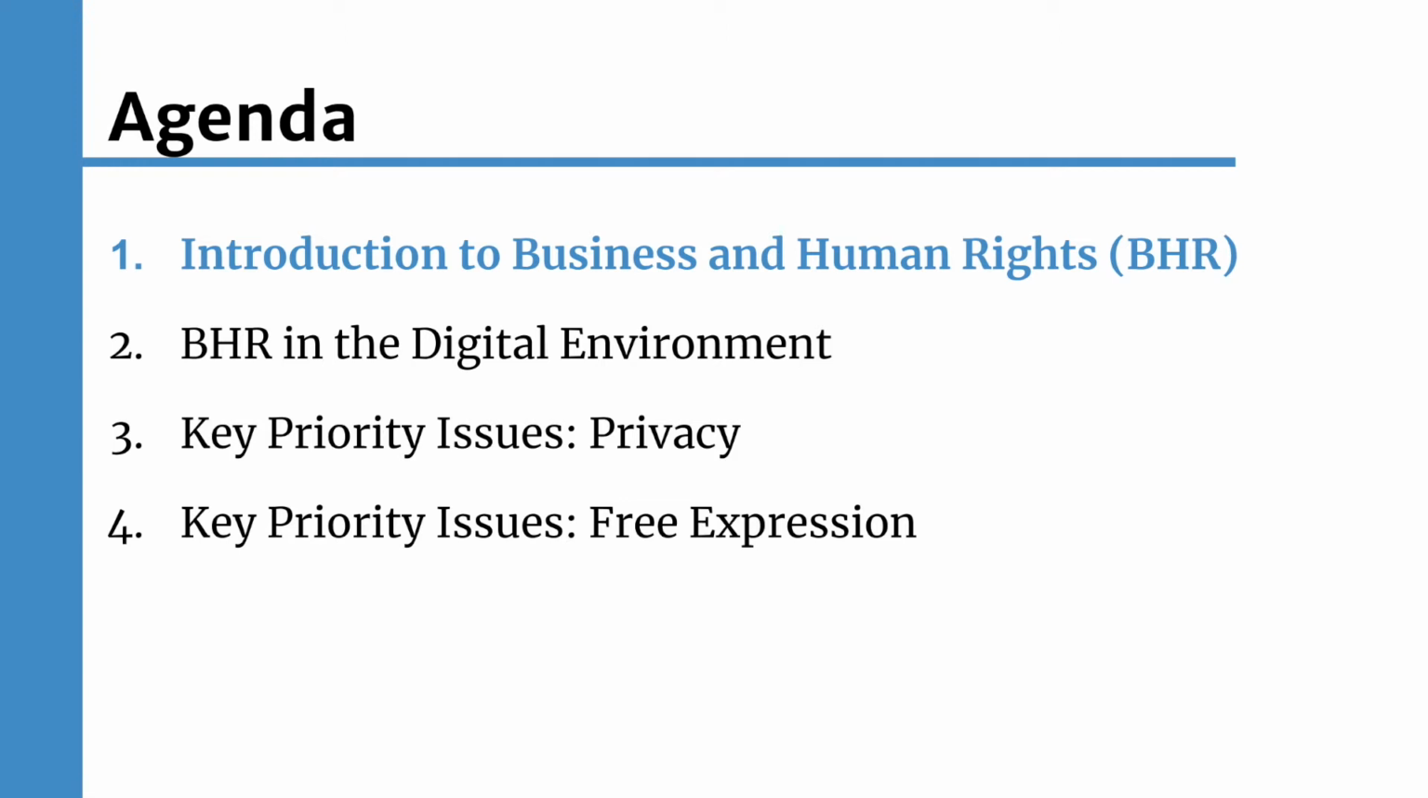In the first webinar, we'll be looking at business and human rights broadly, the major developments in the field, and the key actors. In the second, we'll look at the relationship between business and human rights and the digital environment specifically. Next, the Open Technology Institute will look at 2 priority issues in the field, privacy and freedom of expression. By the end of the series, you should be able to understand the key concepts, terminology, and principles in the field of business and human rights, as well as its links to the digital environment.